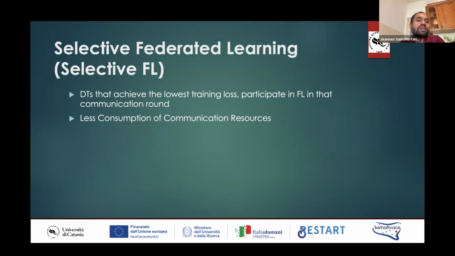So we were actually comparing with selective federated learning. In selective federated learning, instead of all the digital twins sending the model parameters, only the digital twins that have been performing well, that have been getting low training losses, participate in that particular federated learning communication round. So, this will result in lesser consumption of communication resources.